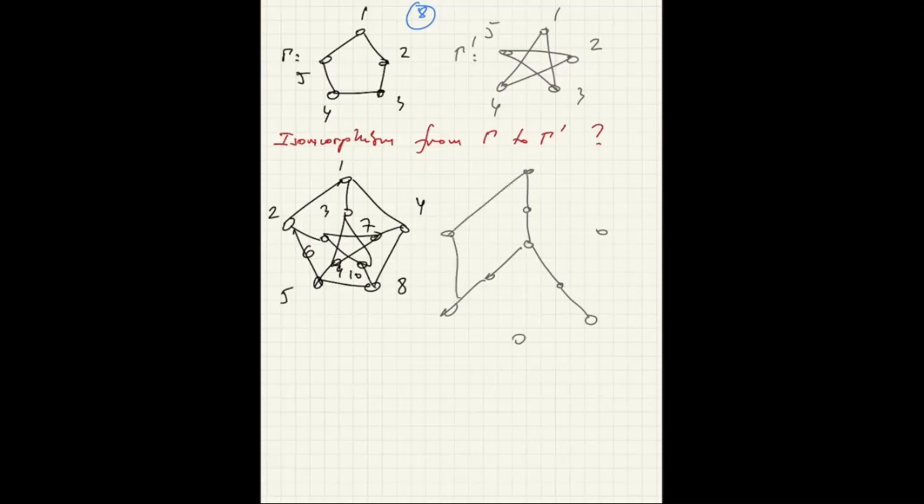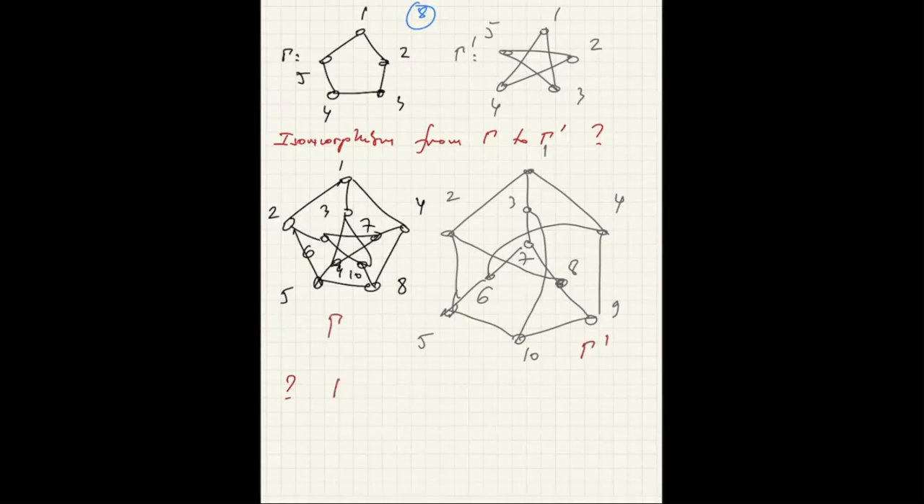So you draw it this way. This one goes this way. And let's go this way. So you can label this here 1, 2, 3, 4, 5, 6, 7, 8, 9, 10. So question for you: this is gamma and this is gamma prime, are gamma and gamma prime isomorphic?